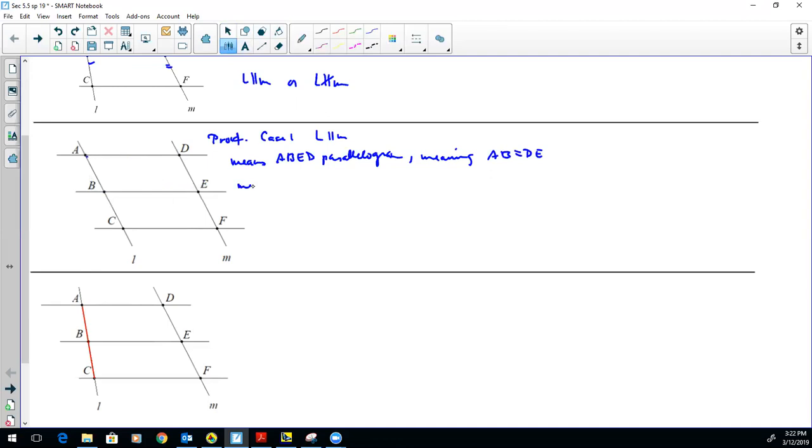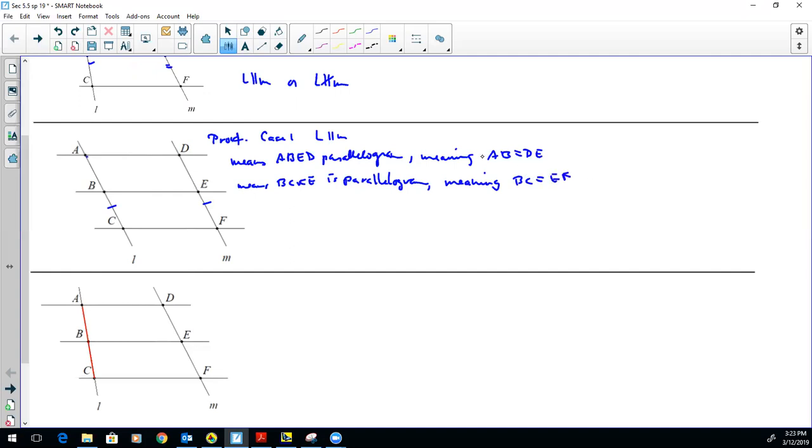Okay, L is parallel to M. This means that down here at the bottom, BCFE is a parallelogram. And that means that BC and EF are congruent. So BC is equal to EF.